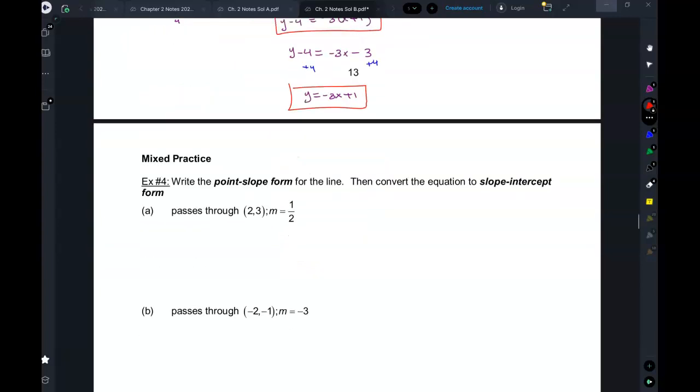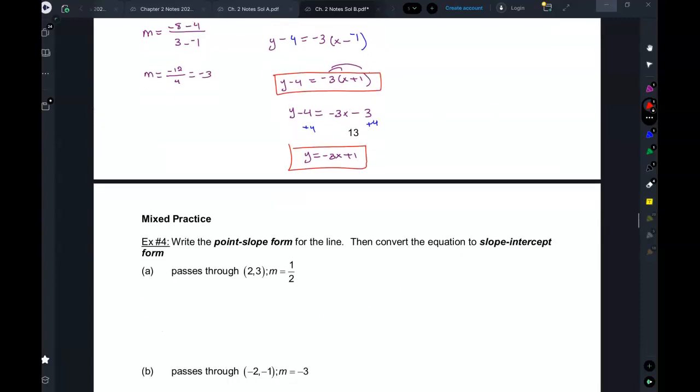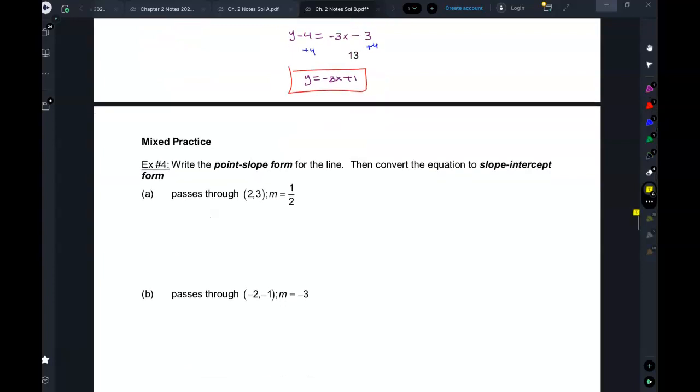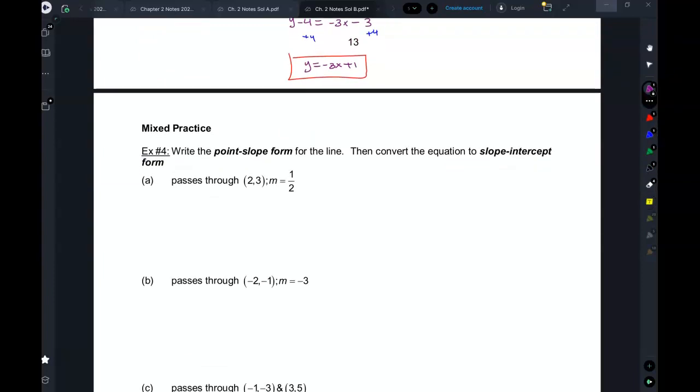All right. So here we go. Some mixed practice for us, okay? So take a look. Write the point slope form and so on. Okay, so what do I have given for this one? Passes through a point and I have a slope. What do I have? A point and a slope. Which of the cases is that? 1, 2, or 3 in your notes? Tell me which case is that.